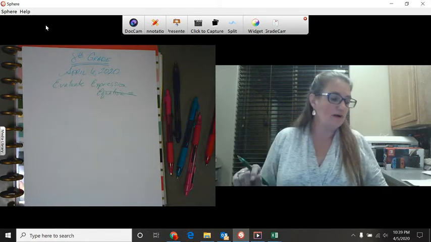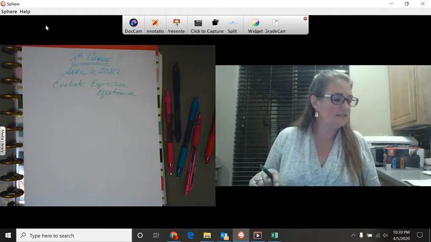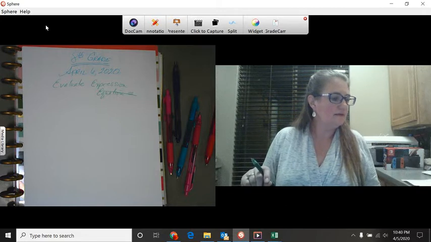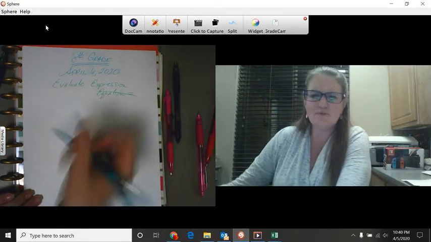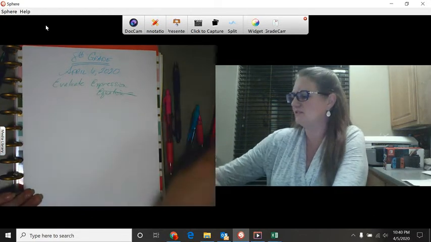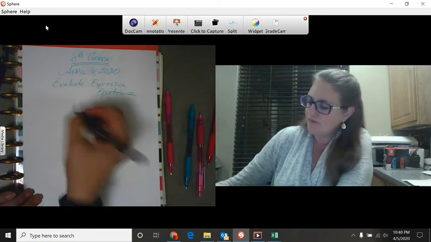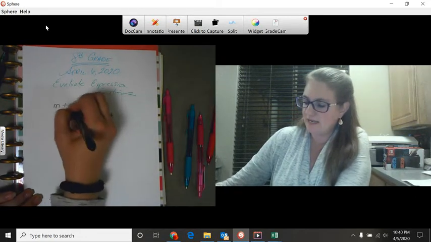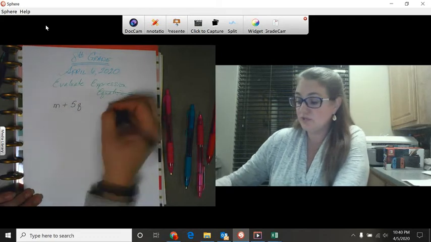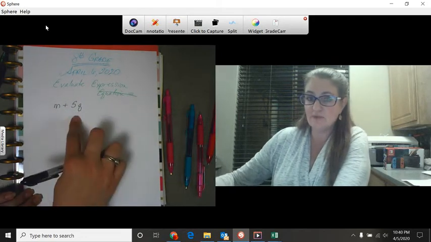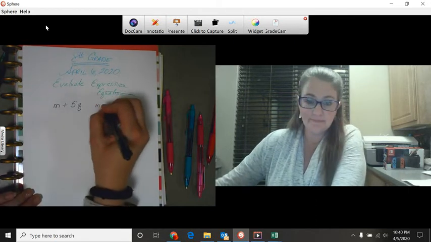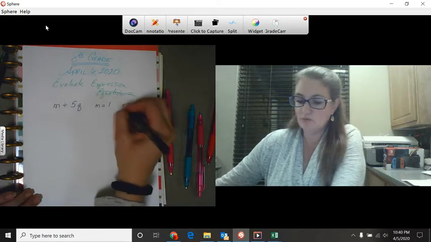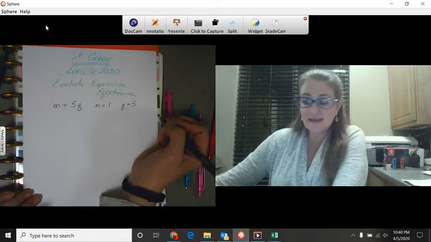Once you see these, you're going to remember and say, oh yeah, that's super easy, no problem. I've got this. So if I have m plus 5q, there's your expression. Remember, it doesn't have an equal sign, so we can't solve it as it is right here. However, if they tell us that m is equal to 1 and q is equal to 5, then absolutely, we can totally do that.